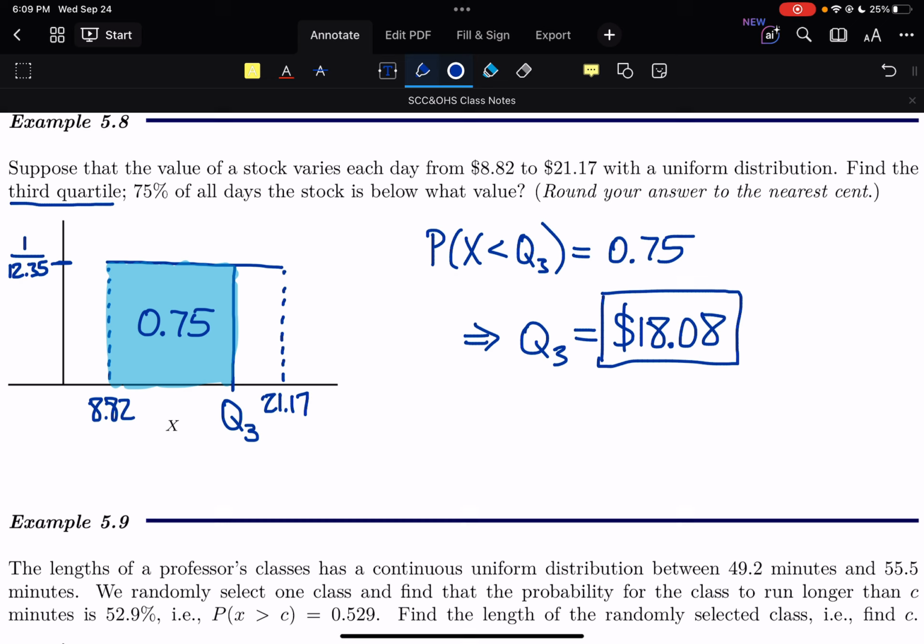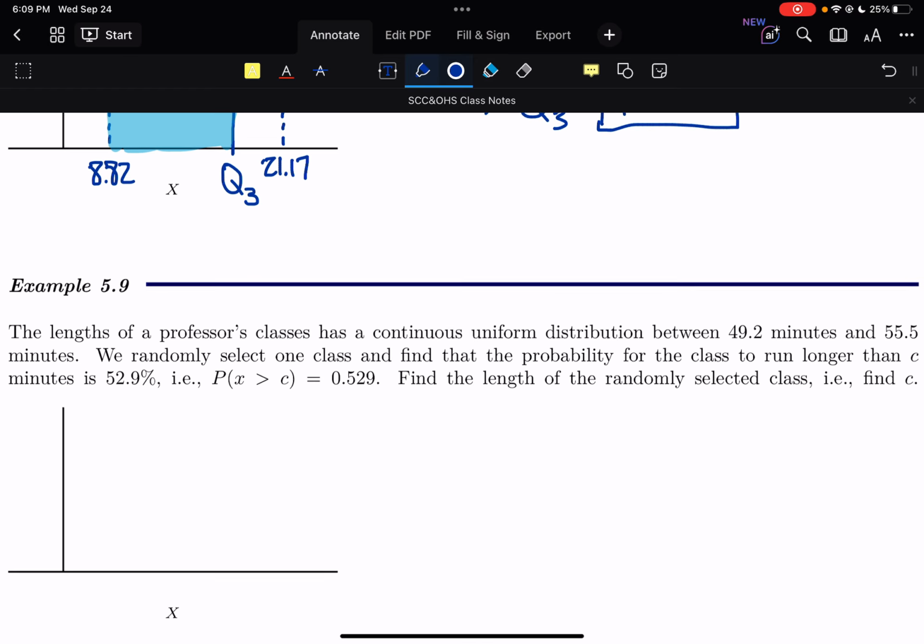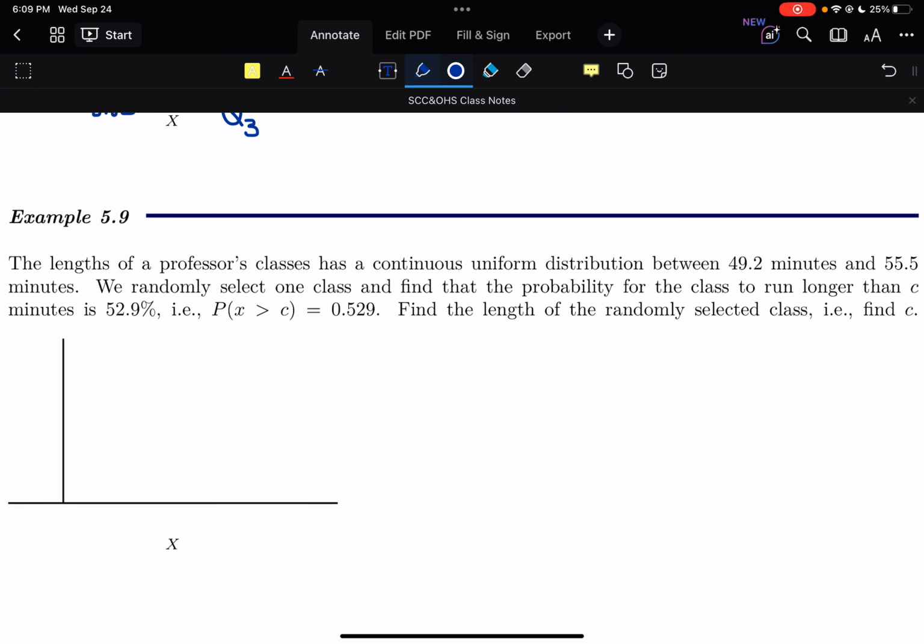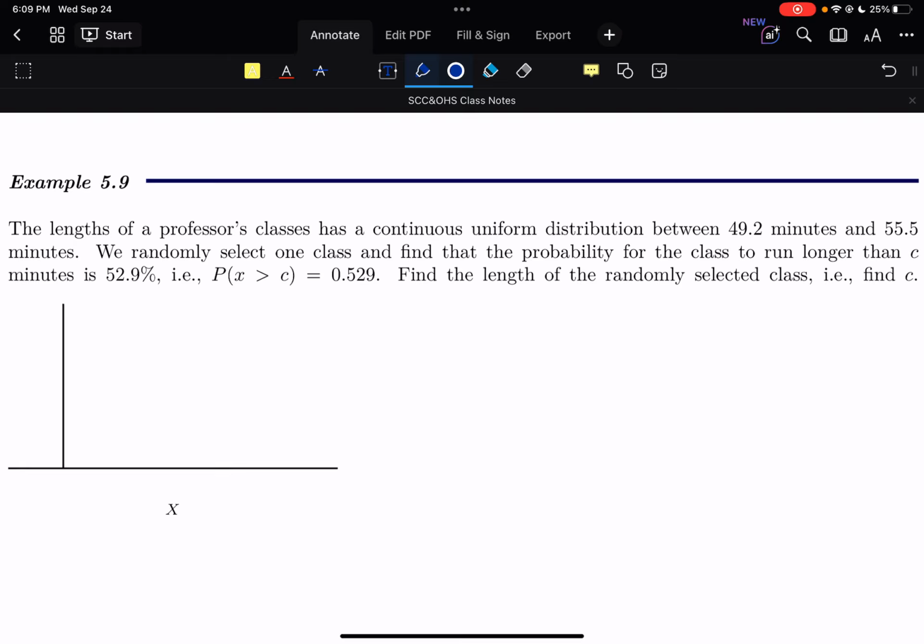All right, and we'll take a look at one more example, kind of similar. The lengths of a professor's classes have a continuous uniform distribution between 49.2 minutes and 55.5 minutes. We randomly select one class and find that the probability for that class to run longer than C minutes is 52.9%. In other words, it's 0.529. Find the length of a randomly selected class.